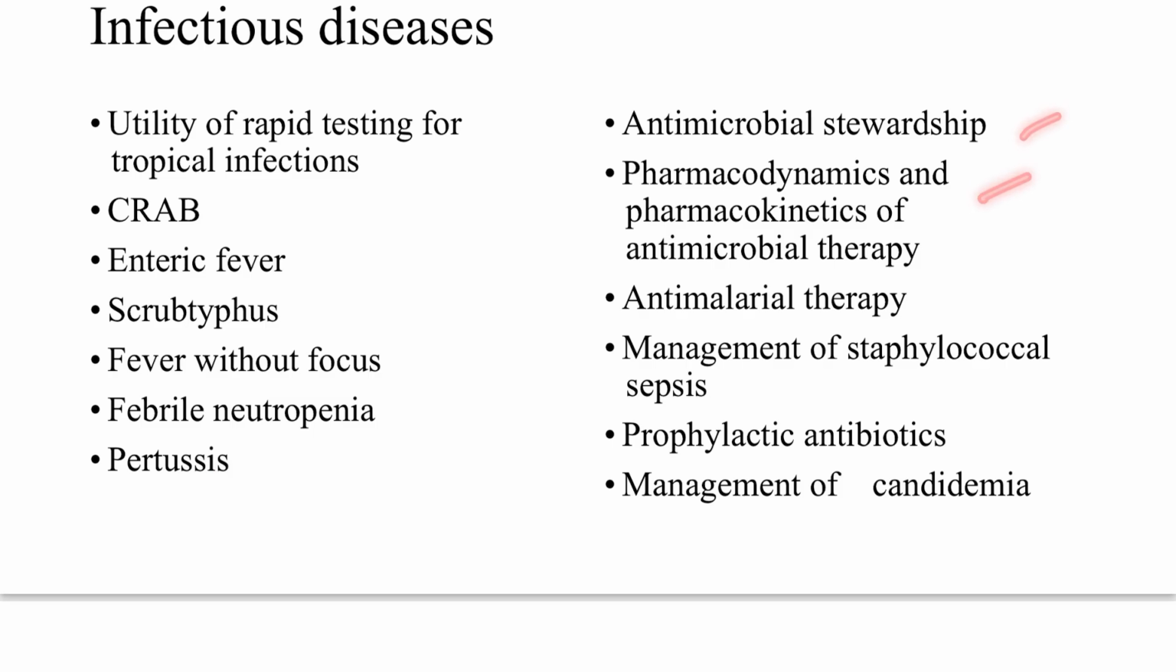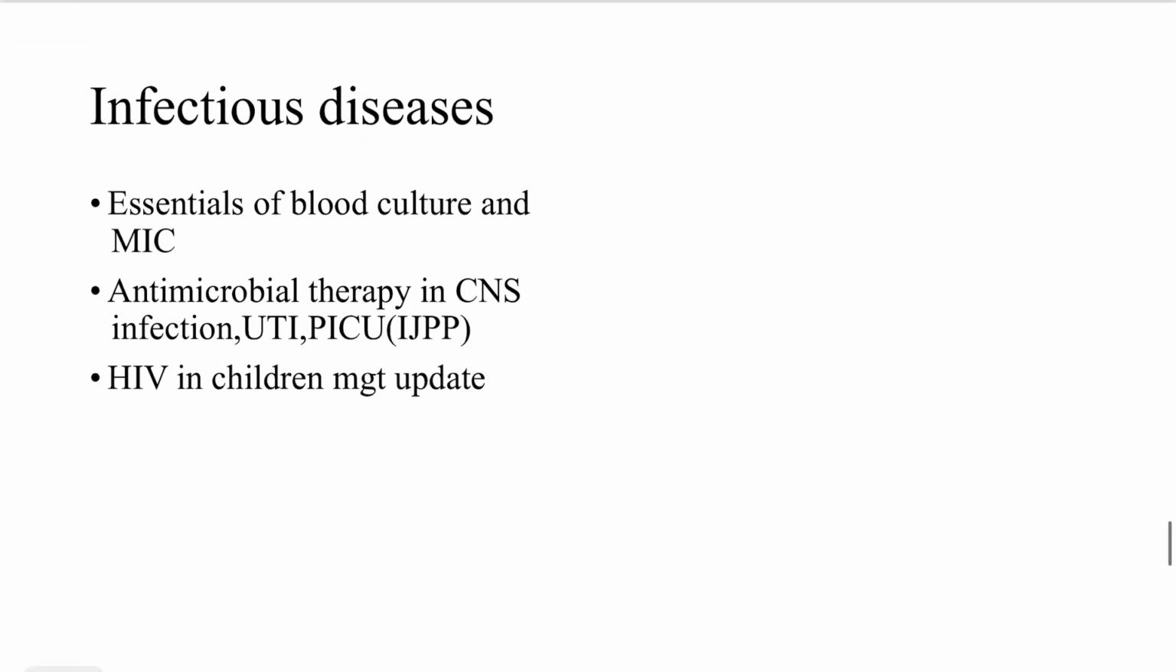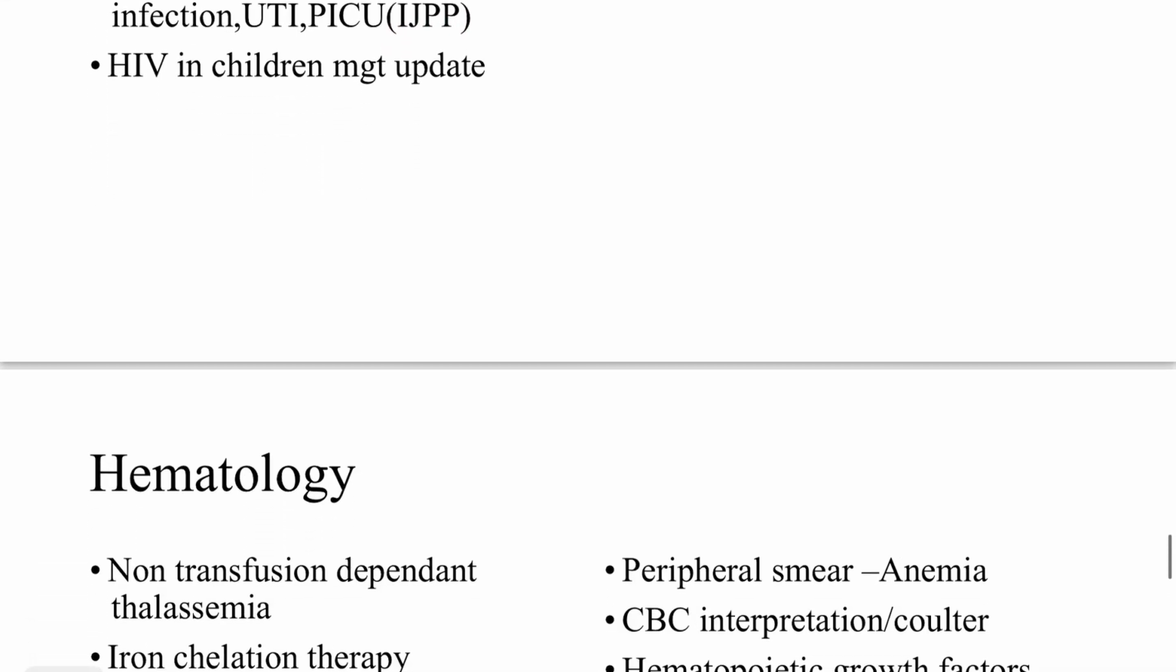And this we discussed. Anti-malarial therapy, go through. Management of staphylococcal sepsis, you should know. Okay, because that was a direct question from one of the IJPP. Prophylactic antibiotics, same. You should know about management of candidemia. Okay, or basically fungal sepsis. Other things, essentials of blood culture and MIC, go through, this will come. Okay, then antimicrobial therapy in very broad, they can ask neurological infection, UTI, intensive care unit, like that. Again, these are all directly from IJPP. Okay, HIV management update also you should know.